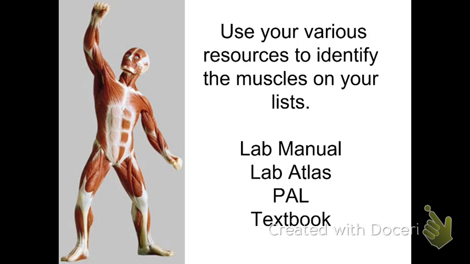You'll also be naming a number of muscles, essentially the muscles that are found associated with the axial skeleton. So you're looking at the muscles of the face, skull, thorax, abdominal region. And you have your lab manual, you have your lab atlas, you have your textbook, and don't forget you have Mastering and PAL to use as ways of looking up and confirming these muscles and bone markings.